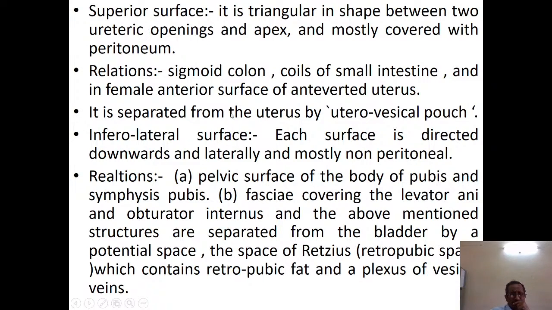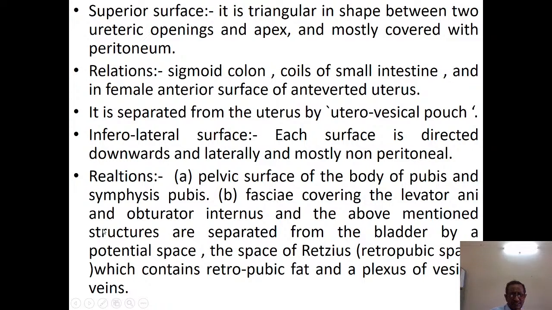So the superior surface is separated from the uterus by the uterovesical pouch. Then the inferior lateral surface: each surface is directed downwards and laterally and is mostly non-peritoneal. This inferior surface is downwards and laterally; it is not covered by peritoneum. Relations: the pelvic surface of the body of pubis and symphysis pubis.